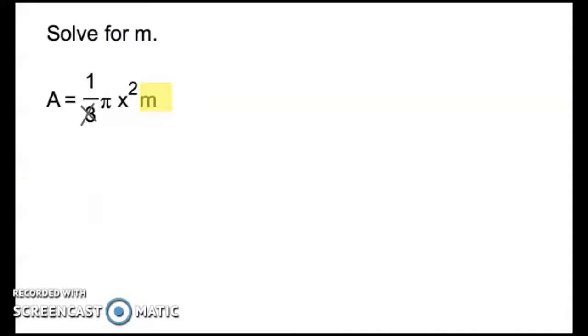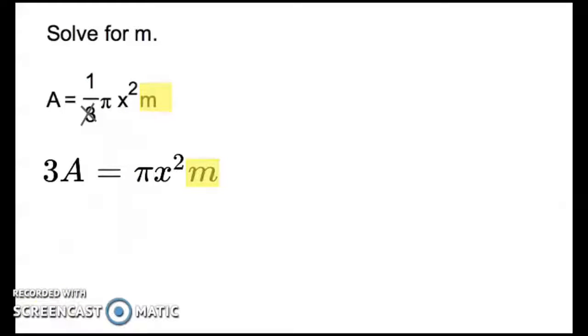So we cross out 3 in the denominator and bring it to the other side and multiply it to a. So we have 3a equals everything that's left, which is pi x squared and m. And it's understood there's a 1 there, so we don't have to write that.